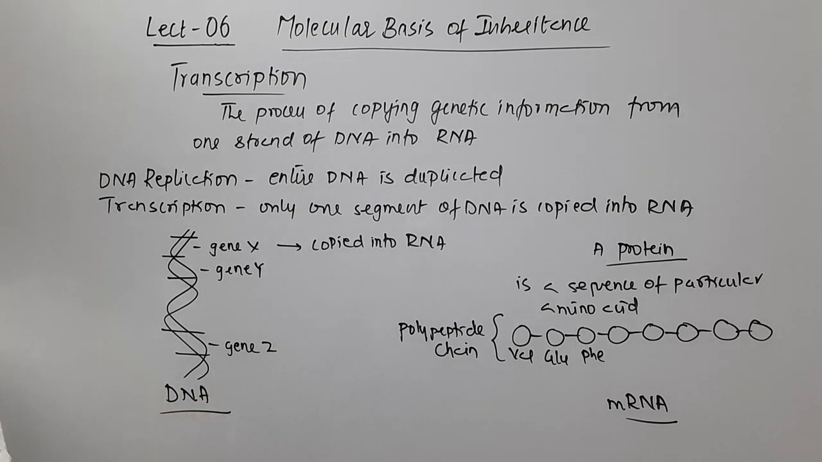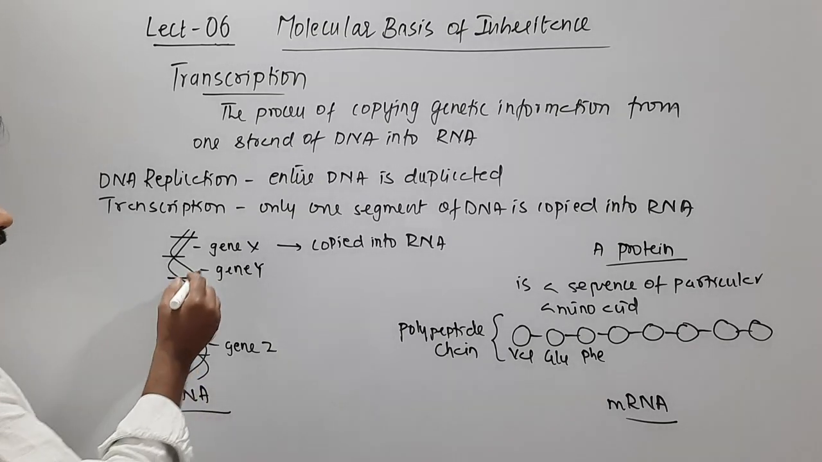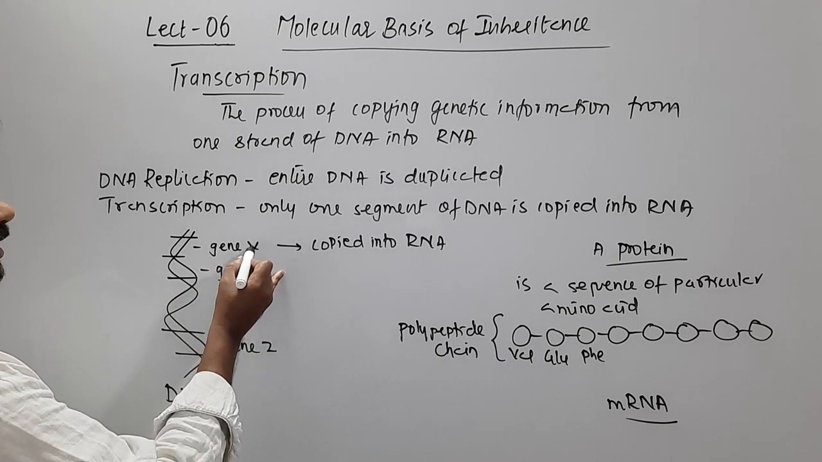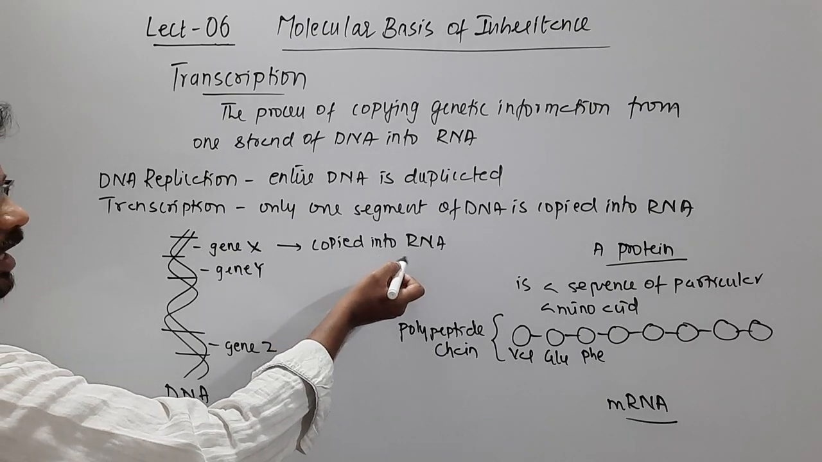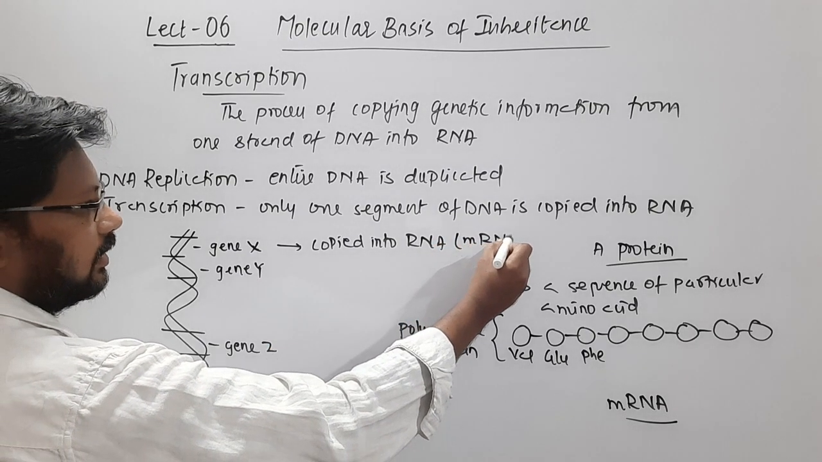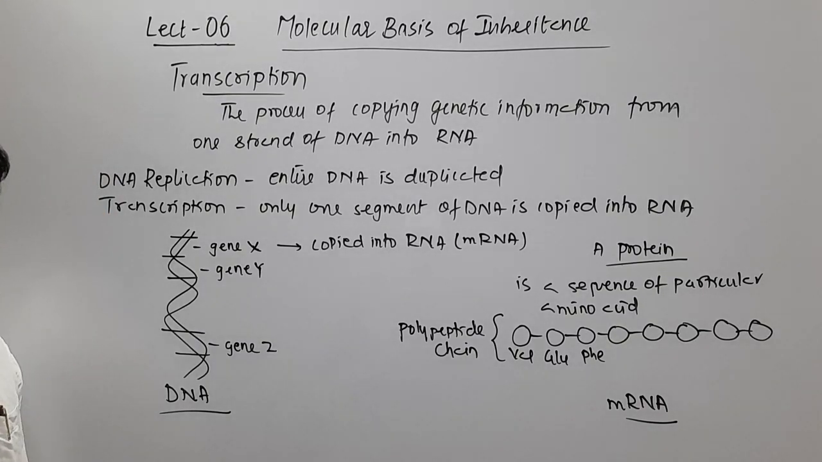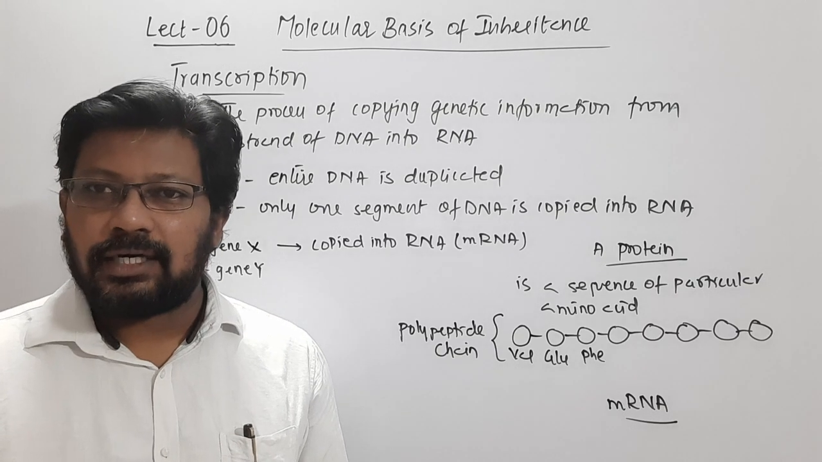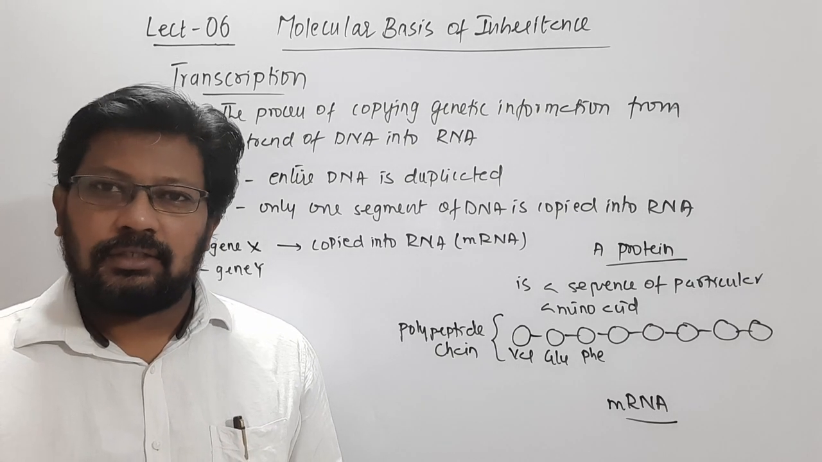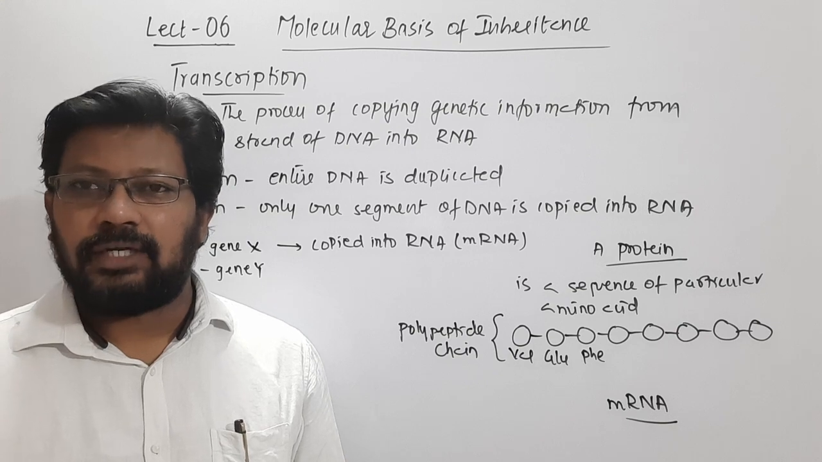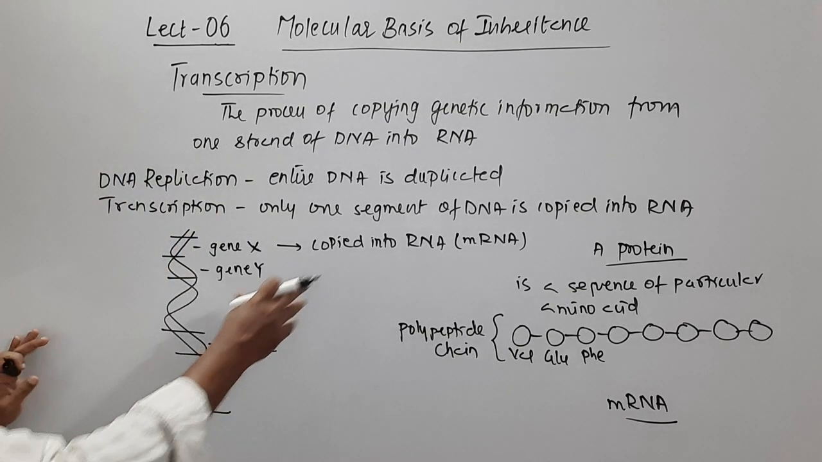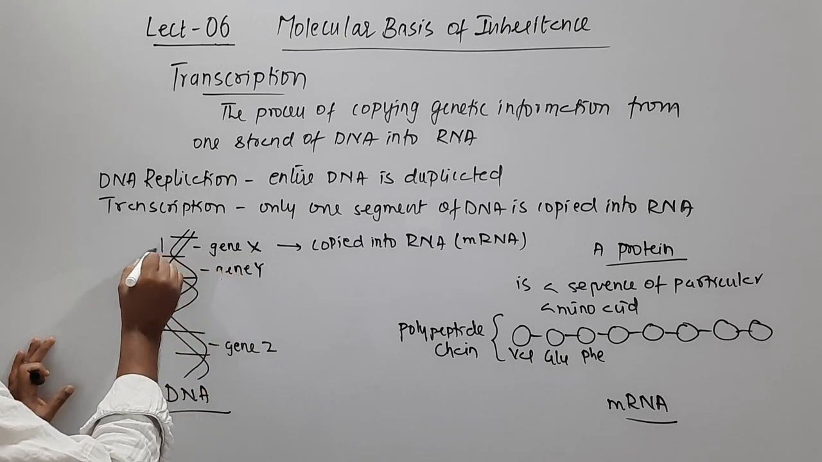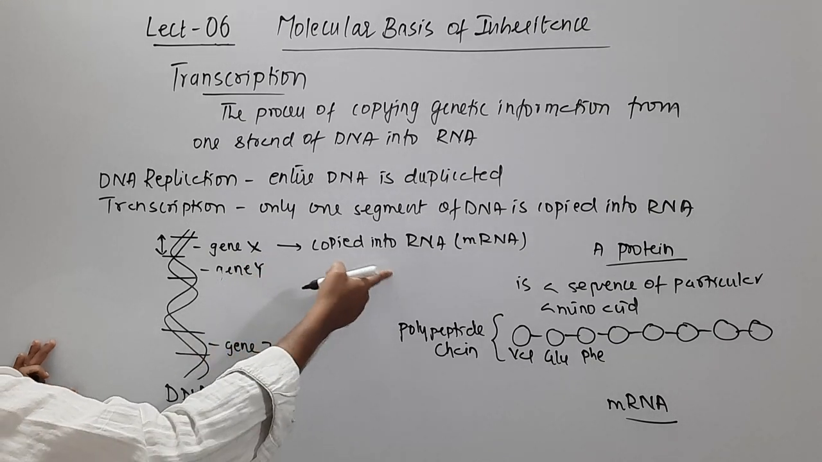So this is the DNA molecule, and from the DNA molecule you get this information. So gene X, here I said it is copied into RNA. That will be mRNA. Of course, later I'm going to discuss there are mainly three types of RNA that are required in the formation of a protein. That we will see later. So a particular gene, only this segment, from here to here, is copied into RNA.